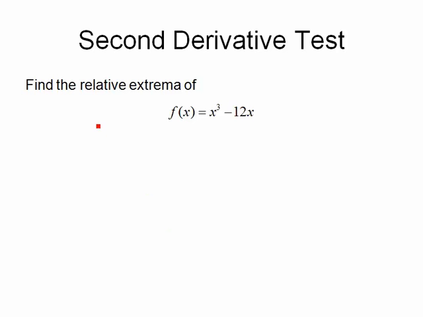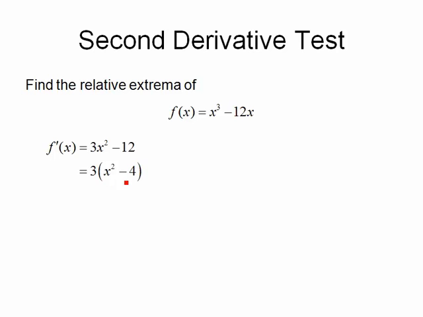So let's use the second derivative test and find the relative extrema of f of x equals x cubed minus 12x. So I need to find my critical numbers. Then I'm going to take those critical numbers and put them into the second derivative. So the first derivative of x cubed minus 12x is 3x squared minus 12. And I'll go ahead and factor out a 3 from each of the terms. That gives me 3 times the quantity x squared minus 4.